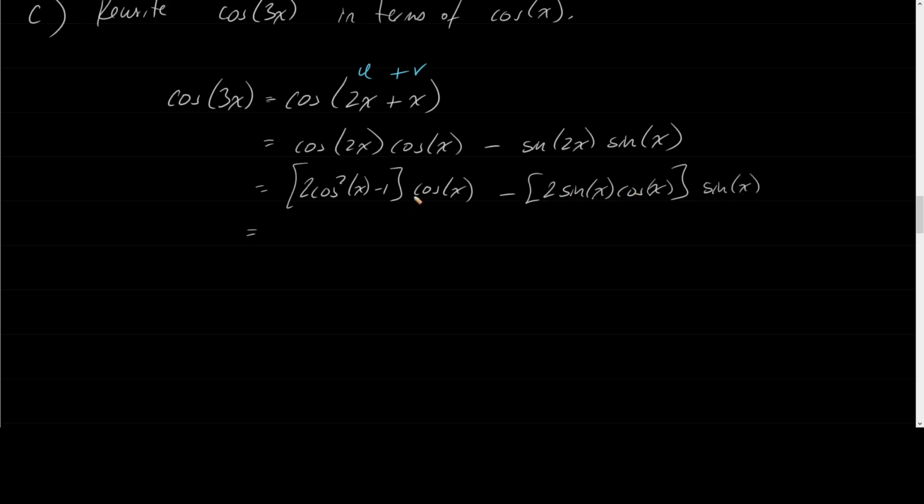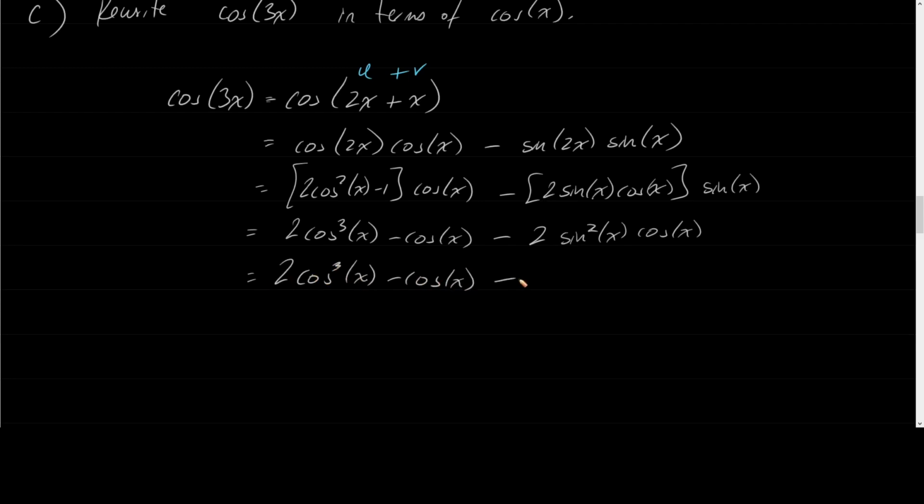So far, what do we really have here? If I distribute this cosine to each of these, I end up with 2 cosine cubed of x minus cosine of x minus, over here I have 2 times sine is sine squared. So I've got sine squared of x times cosine x. But remember that we want to think in terms of cosine only. So in here, this sine squared needs to be replaced. And sine squared, well, we can use a Pythagorean identity to rewrite it as 1 minus cosine squared. And then we have that times cosine x.